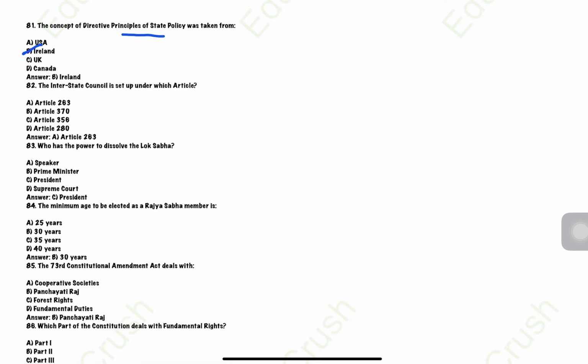The Interstate Council is set up under which article? Under Article 263. You can also eliminate the option. Article 370 is Special Status, and the Interstate Council is set up under Article 263. Who has the power to dissolve the Lok Sabha? The President has the power to dissolve the Lok Sabha.